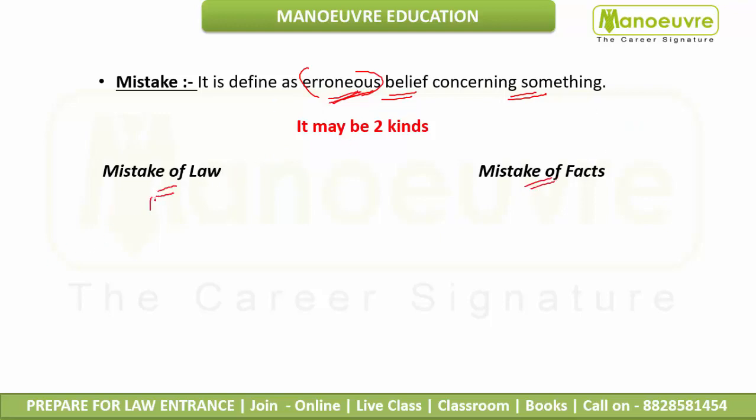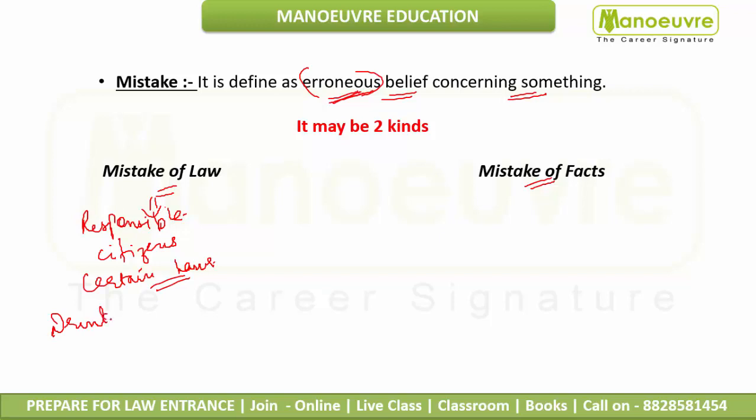Now, mistake of law is what? That you being a responsible citizen of India, guys, there are certain laws that you should know. For example, you say it is drink and drive. Now, after you drink and drive, and if you have met with an accident, then you say, oh, I was not aware about this law. Can that be acceptable? For example, if you have to pay income tax, correct?